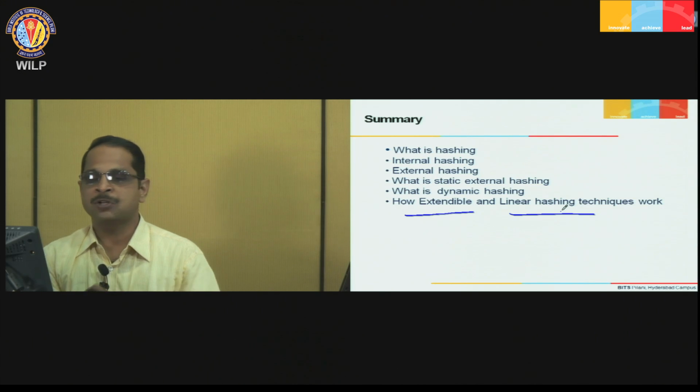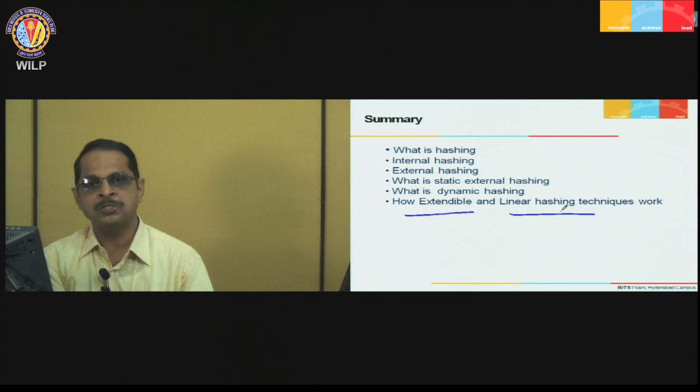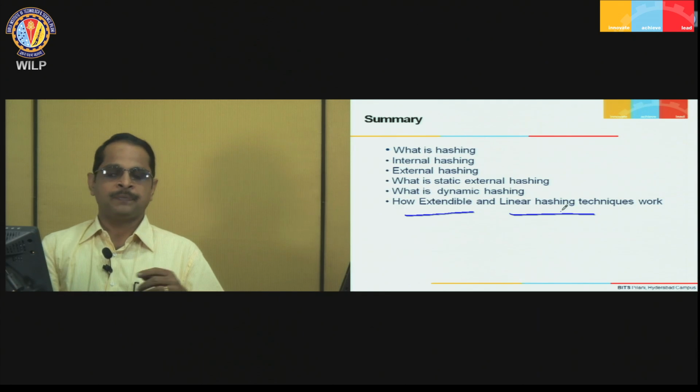Okay, let us stop here. In the next class we will have a complete discussion about the other retrieval mechanism which facilitates fast retrieval of records from the database, which is known as indexing. Both hashing as well as indexing are meant to serve the same purpose, that is fast retrieval of the records from the files. Thank you very much.